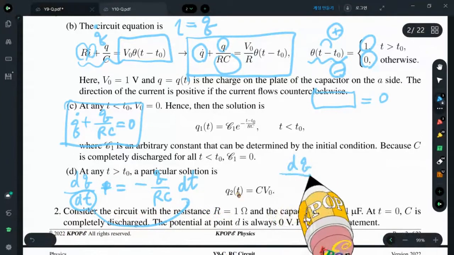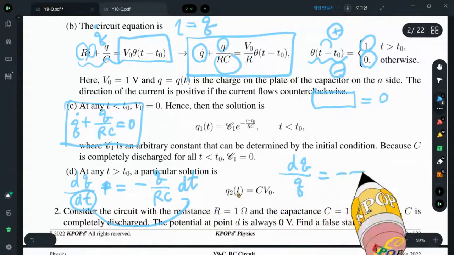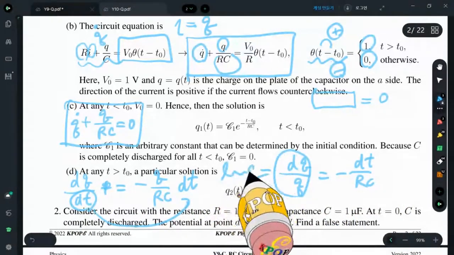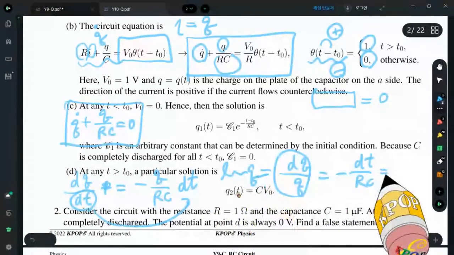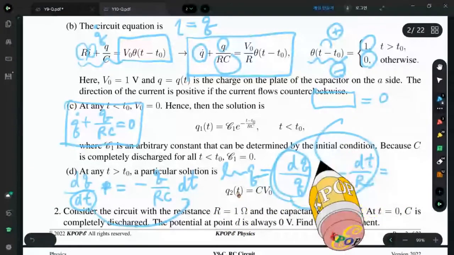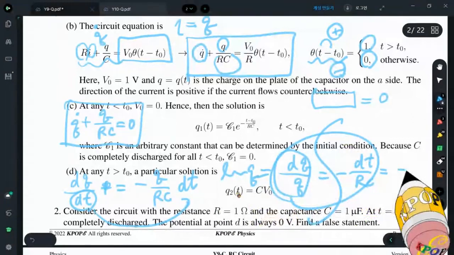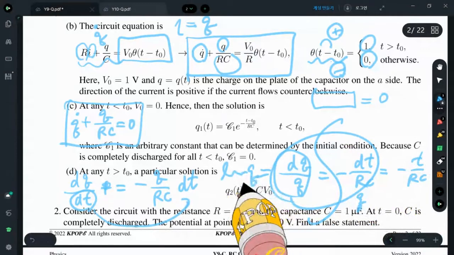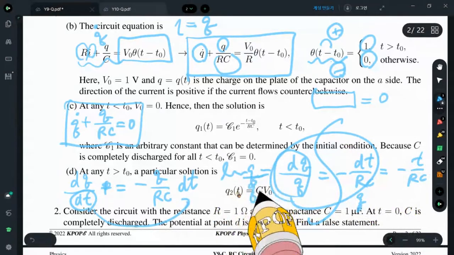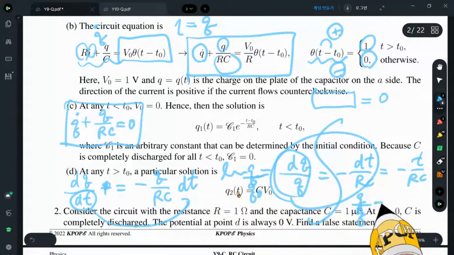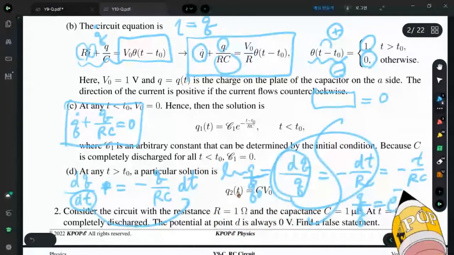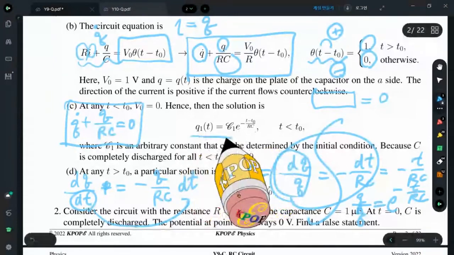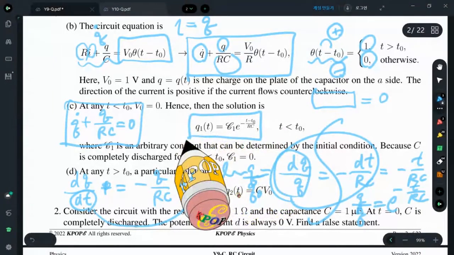So dq over Q equals minus dt over RC. After integration, log Q equals minus t over RC. So Q over Q0 equals exponential of minus t over RC, something like that. So that's the reason why we have this solution.